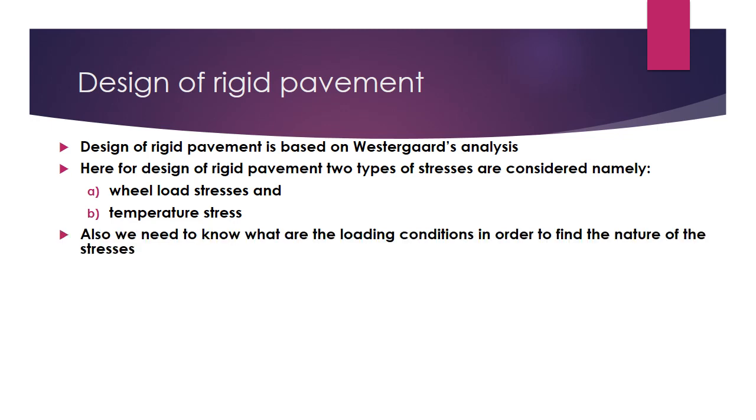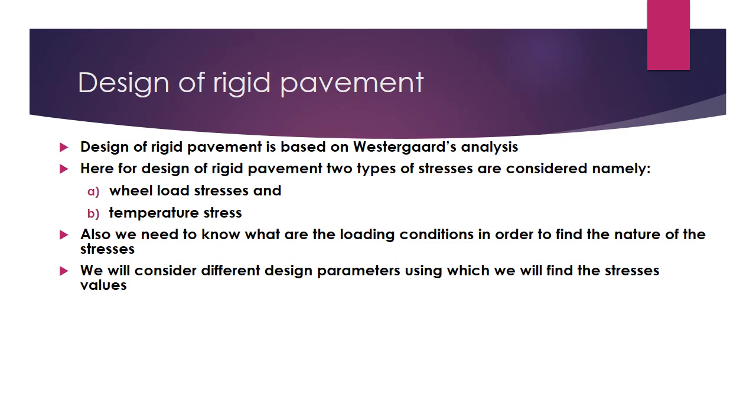Also, we need to know what the loading conditions are in order to find the nature of these stresses. Now we have to have an idea how and where the loading is occurring on the surface of a rigid pavement. So we have to categorize in which area the loading is going to happen. Now let us see another point. We will consider different design parameters using which we will find the stress values. Now for finding out the stress values, we need certain parameters. Now what are those parameters?